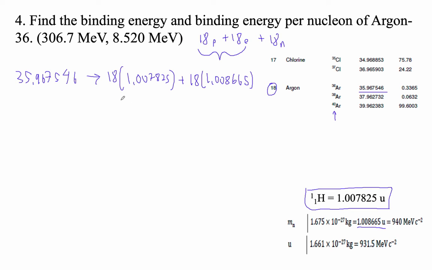So let's go 18 times 1.007825 plus 18 times 1.008665. And on this side, we have a whopping 36.296820. Okay, the fact that these last digits are the same, we would get a 0 there. That we actually know that that's a 0. It's not like we lost a sig fig there. So this is if we took it apart, that'd be the mass it has. Put together, it has this mass, right?